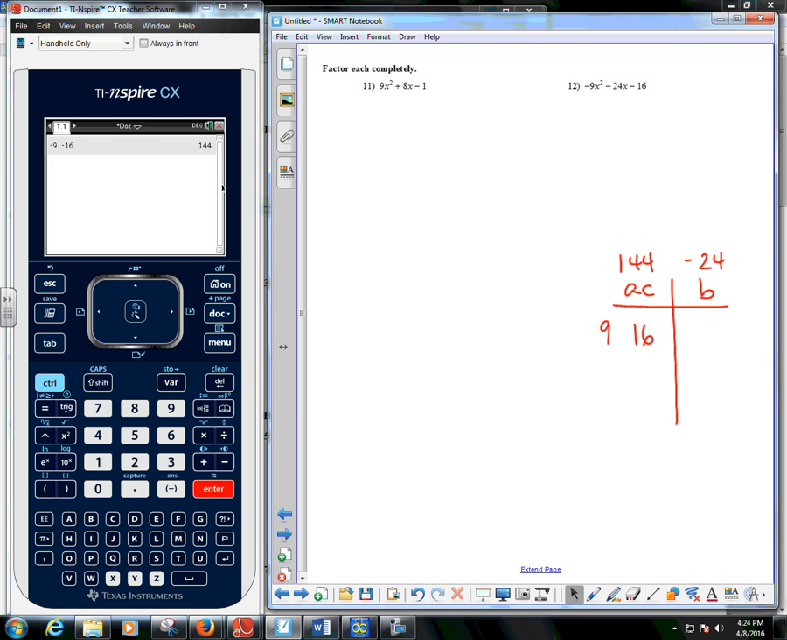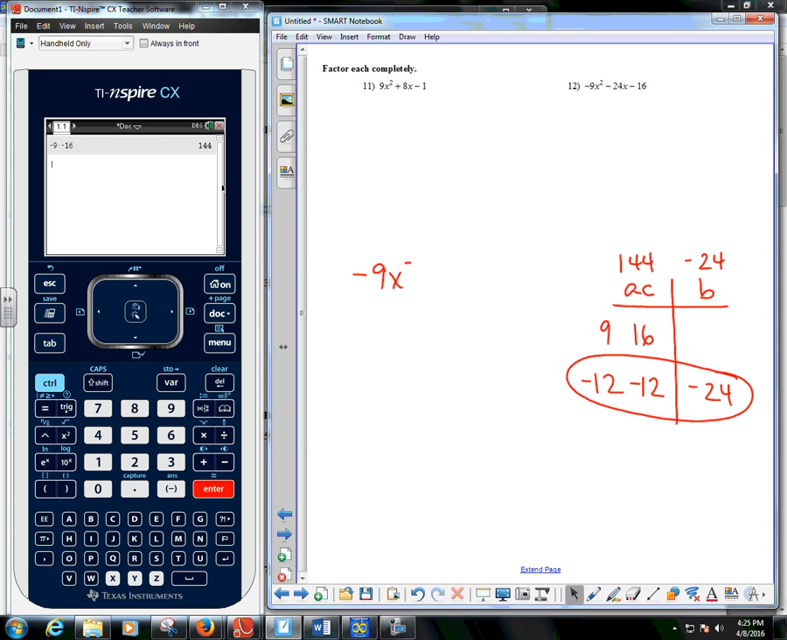Hopefully, you're yelling at your YouTube, 12 and 12, right? Because the square root of 144 is 12. And so I say 12 and 12, and how can I get those two things to multiply to be positive 144 and add to be negative 24? Well, if I make them both negative, they add up to be negative 24. So that's my winner. Can I get it? Ding, ding, ding.